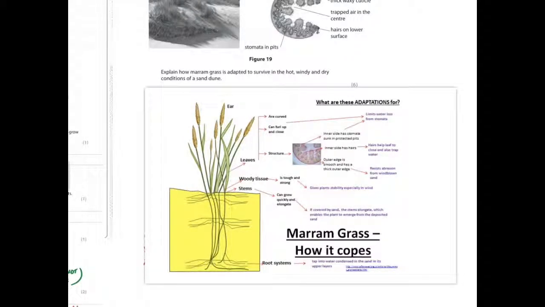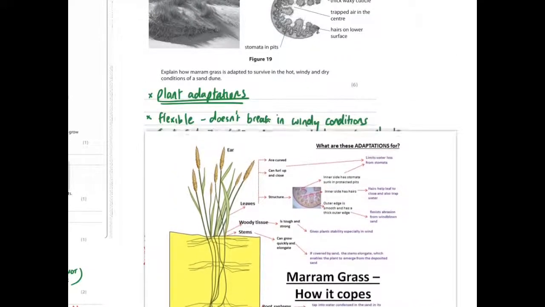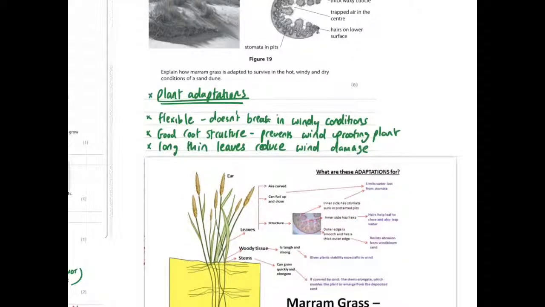Explain how marram grass is adapted to survive the hot, windy and dry conditions of a sand dune. So you can relate to this as well. Windy as well, if you look down here, it's got very, very deep roots, which are much deeper than normal plants, and also they grow laterally, so they anchor the plant very well and make it very resistant against the wind. So it's flexible, it doesn't break in windy conditions, it has a good root structure, prevents wind uprooting the plant, and long thin leaves reducing wind damage. It's important that this is an explain question, so I'm saying what the features are and explaining what they do. So that's how you get the marks.